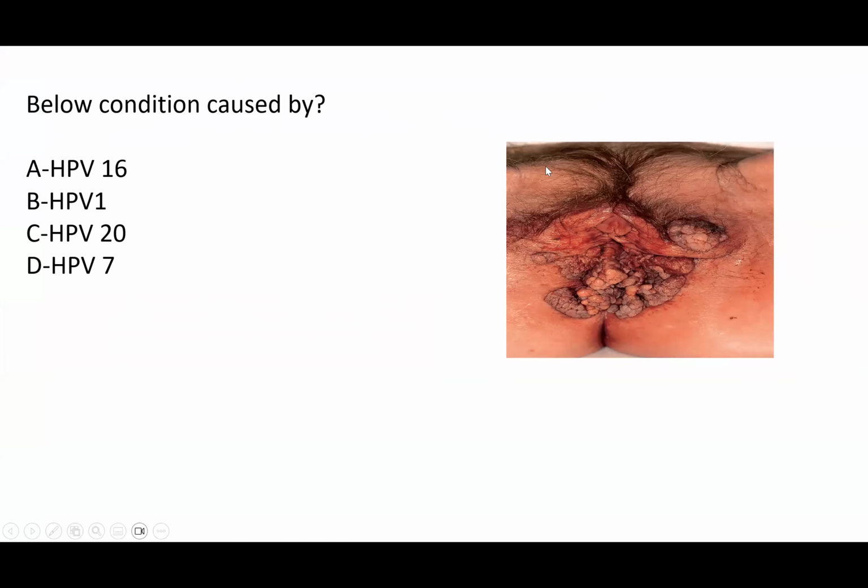The below condition can be caused by which type of HPV? So what do you think? Most of them are caused by HPV 16. As we know, HPV 16 and 18 are the major causative types in mucosal or anogenital warts.